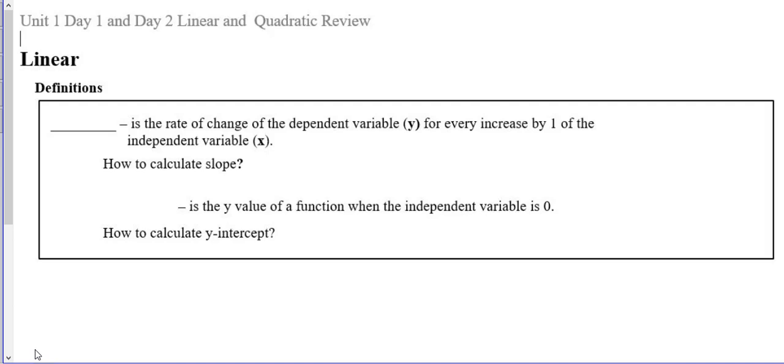This is really a review. You're not learning anything new today, but this is a review from Math 1 and Math 2. Tomorrow when you come to class, we won't be doing a new lesson. You will be doing problems based on what's in this video.